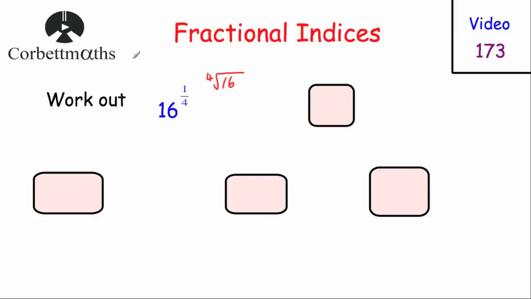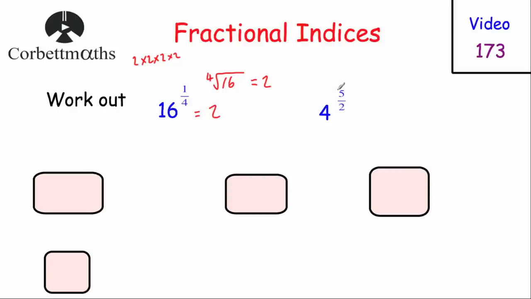Now 16 is equal to 2 times 2 times 2 times 2. And as you can see, whenever you've got 4 2's and you multiply them all together, we get 16. So that means that the 4th root of 16 would be 2. So that means that 16 to the power of a quarter is equal to 2. And that's it.